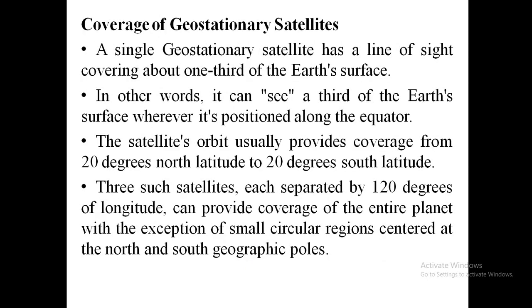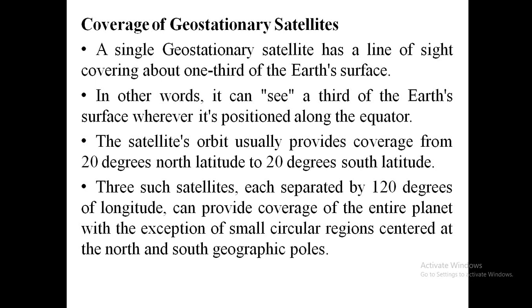Coverage of geostationary satellites. A single geostationary satellite has a line of sight covering about one third of the Earth's surface. That is, it can see a third of the Earth's surface wherever it is positioned along the equator. So, as a whole, we require 3 GEO satellites to cover the Earth.